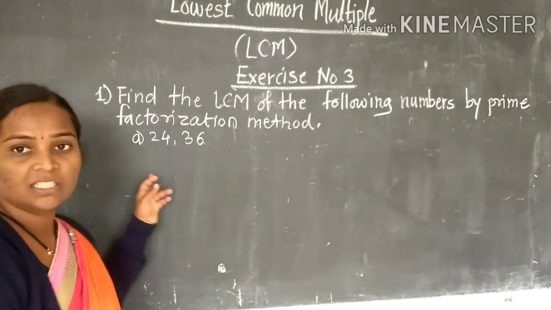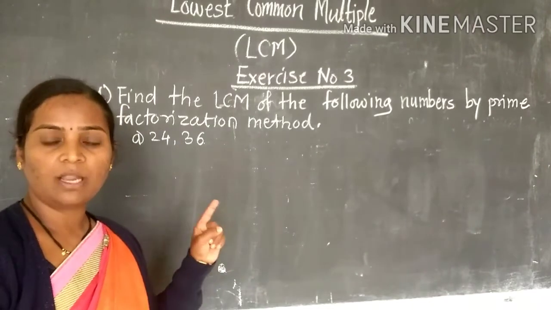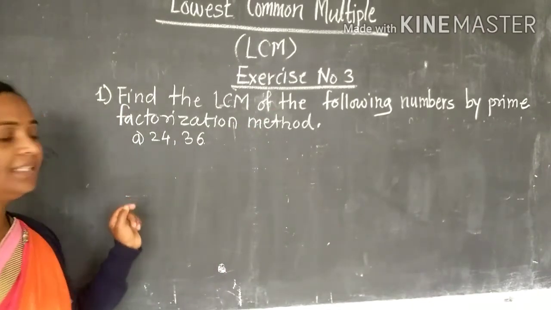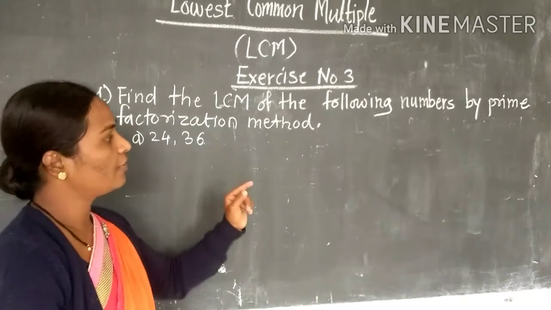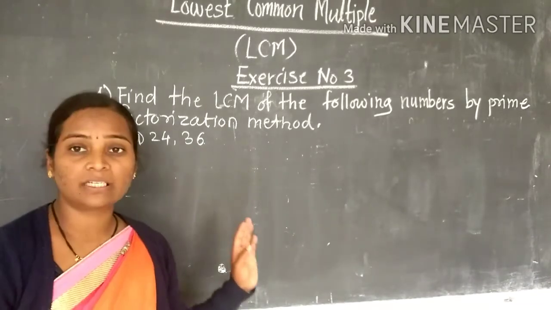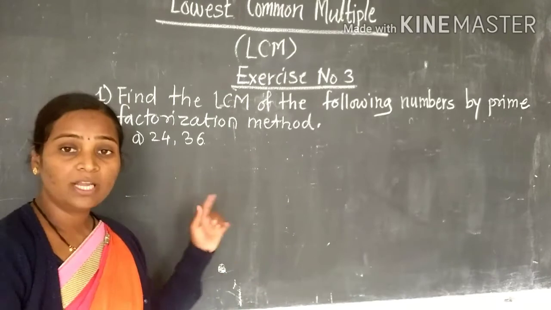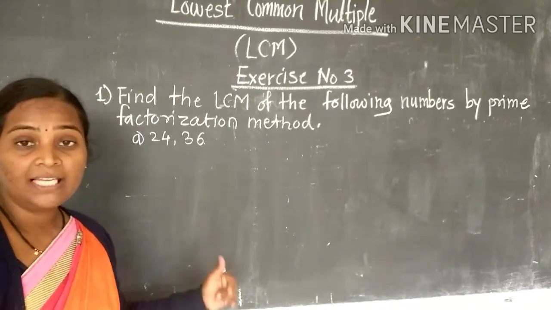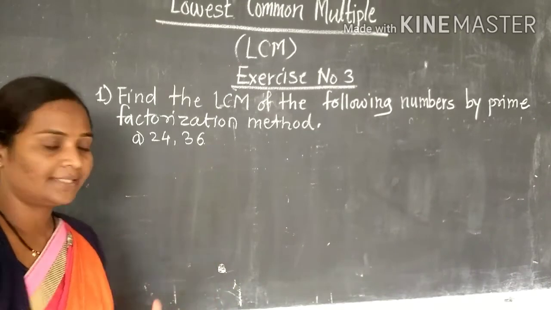Now it is exercise number 3 and question number 1. Find the LCM of the following numbers by the prime factorization method. You have question A, that is 24 and 36. Let's find the LCM for this.